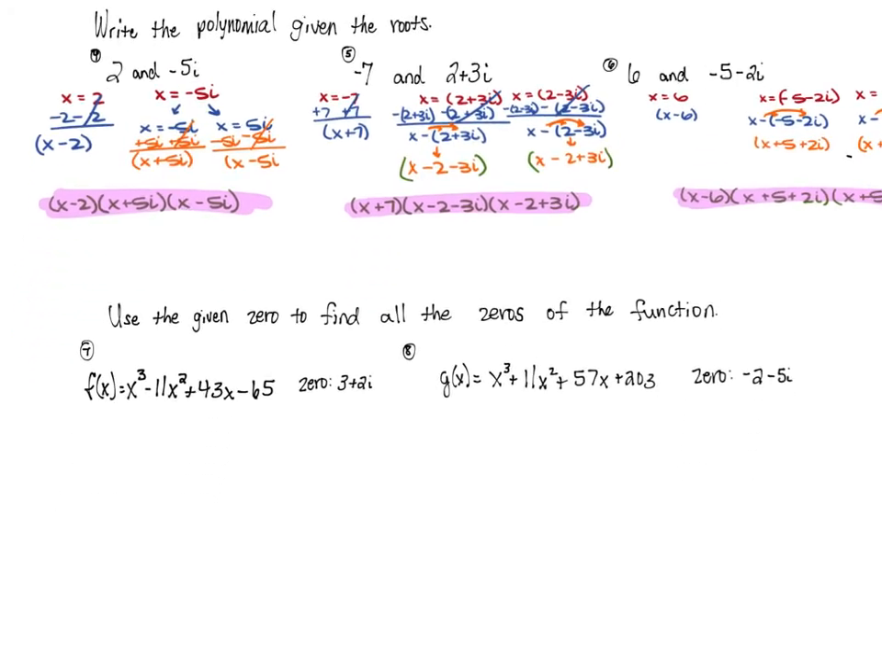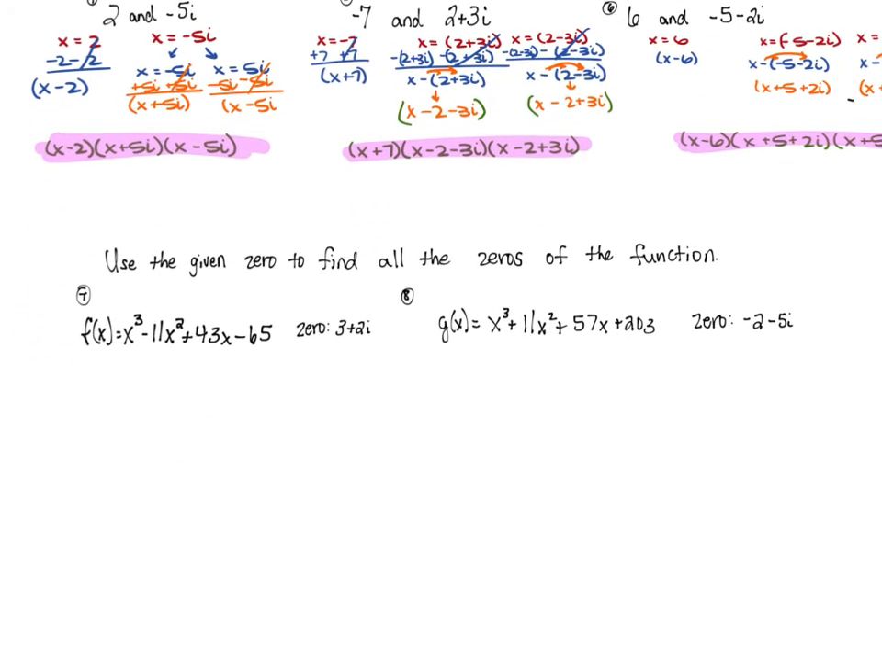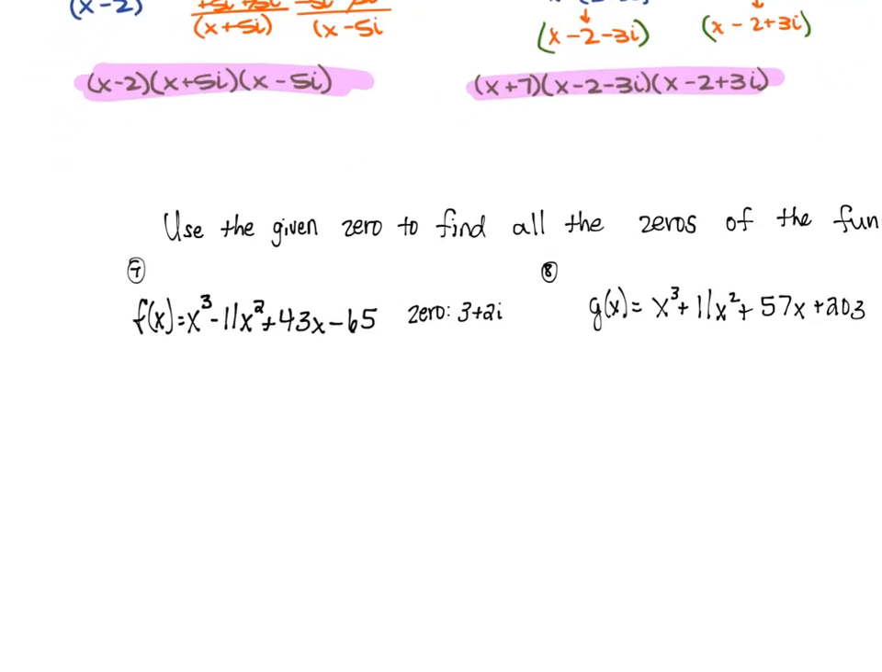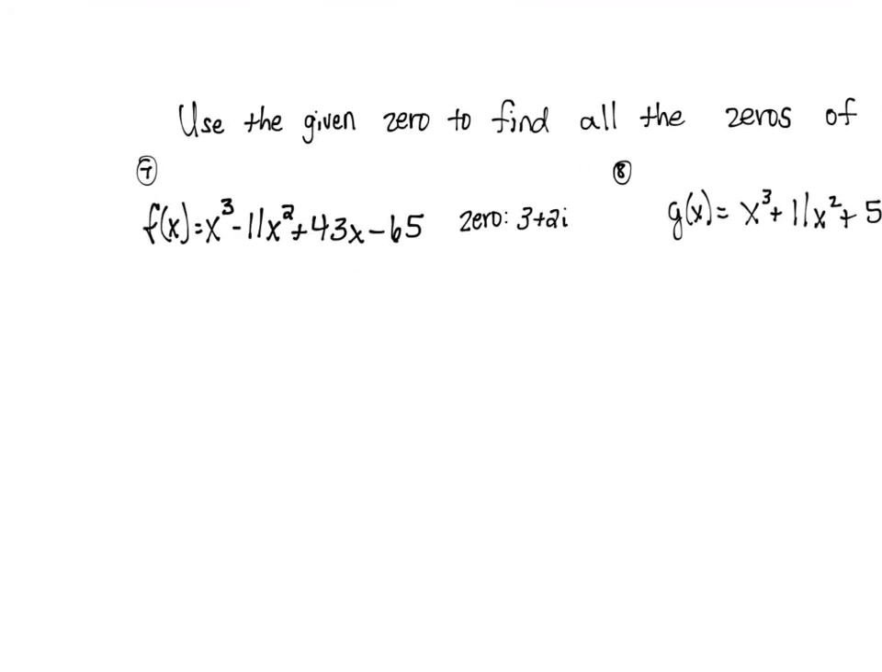For our next examples, we're going to be using the given 0 to find all of the zeros of the function. So with these, you have to take into consideration the conjugate of the complex expression that's given to us. Then you're going to have to multiply those out and then use long division. So again, this is pretty much working forward to work backwards to then work forward again. But it's not that hard. It's a little bit tedious, but it's not that hard.